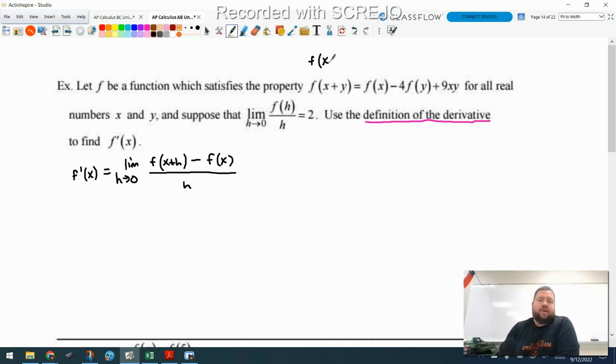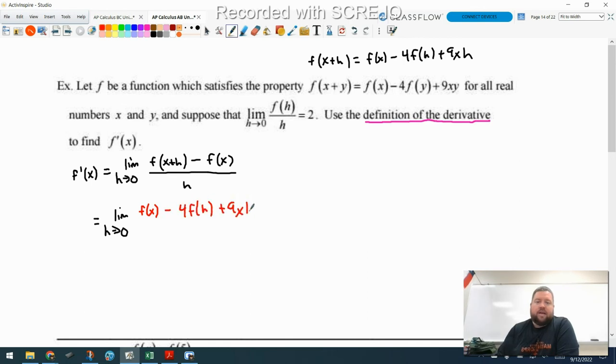So I'm going to rewrite this above here, and everywhere I see a y, I'm going to plug in an h instead. So that's f of x minus 4f of h plus 9xh. All right, we're going to plug that into our limit right here. So the limit as h approaches 0, and then I'm plugging in f of x minus 4f of h plus 9xh. Then I have my minus f of x and all over h.